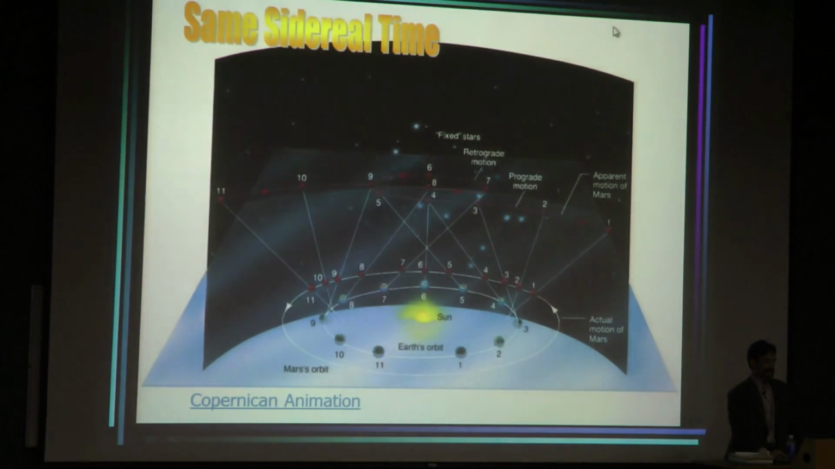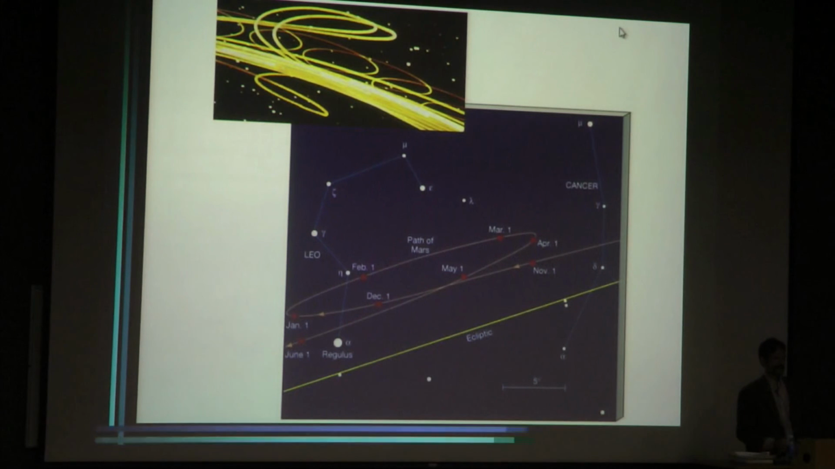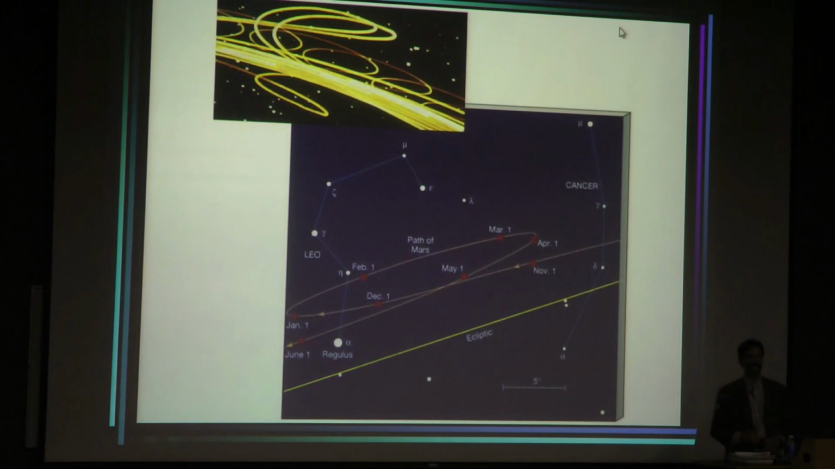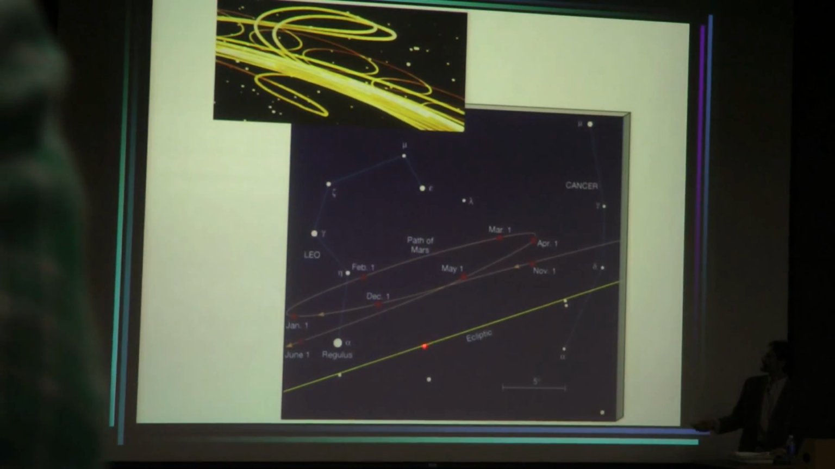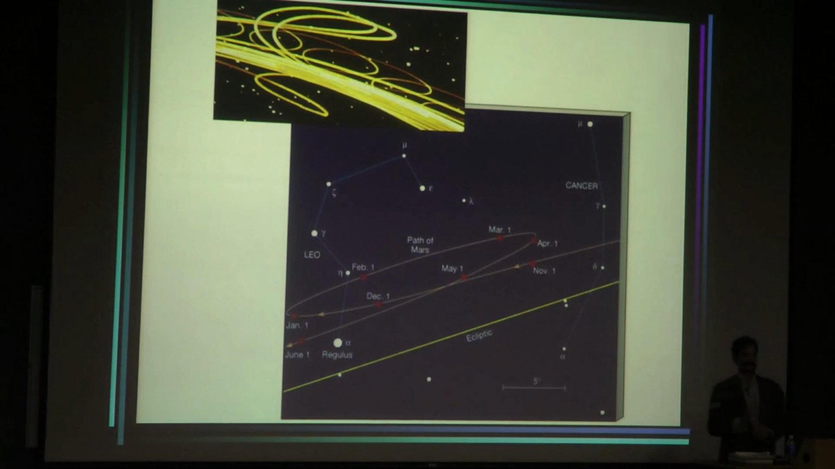But the challenge for the ancients was to somehow get this to work in the context of a phony Earth-centered model. So again, this is just a kind of time-lapse photo. There's the ecliptic. The ecliptic is the path of the sun in the sky. You see that the path of Mars in the sky is not right on the ecliptic. So that's kind of an interesting thing.